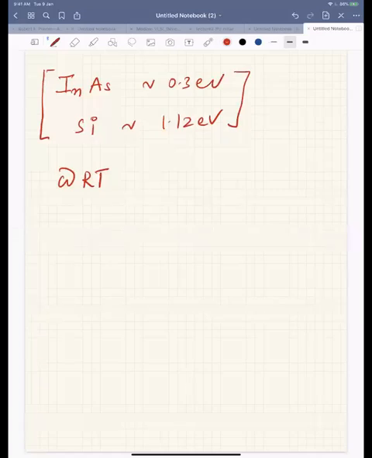So indium arsenide has a band gap of around 0.3 electron volt, and silicon has a band gap of 1.12 electron volt. So at room temperature, which of these materials will have higher electron concentration?